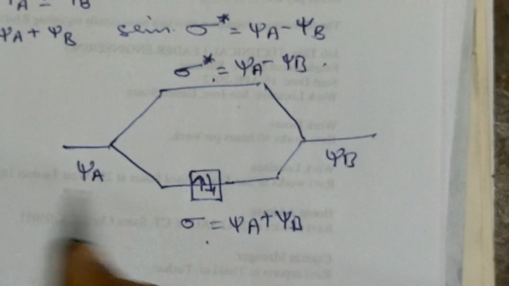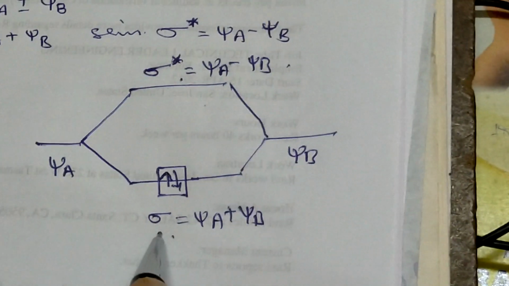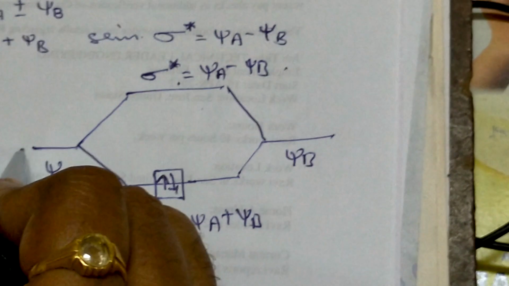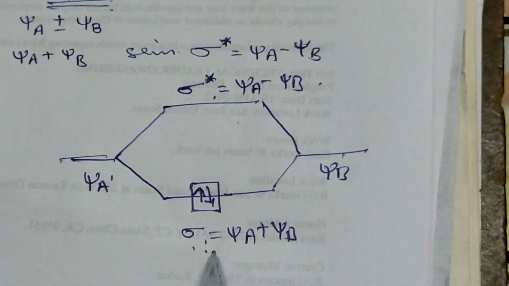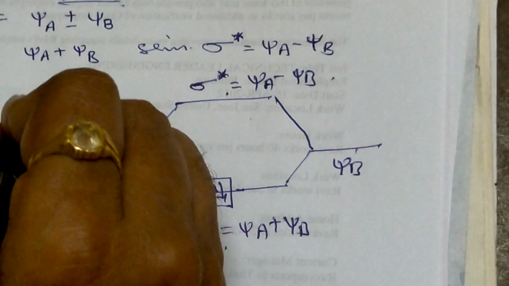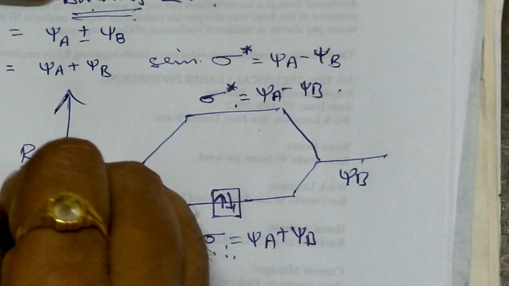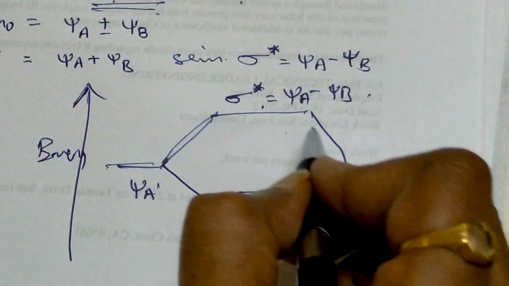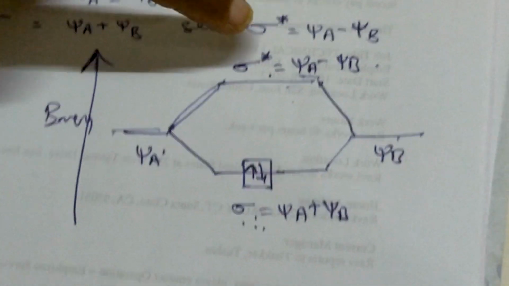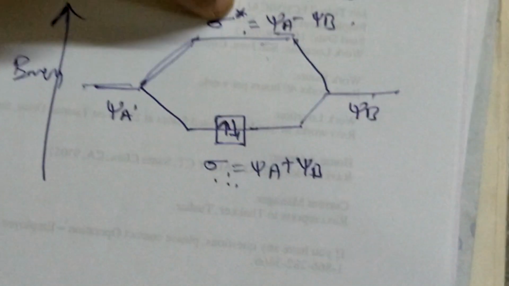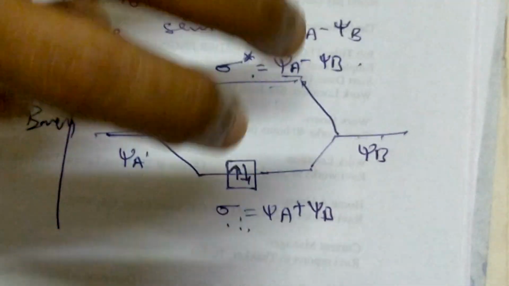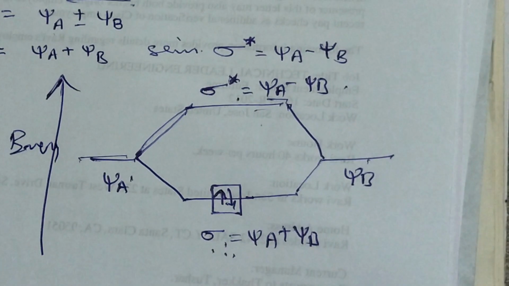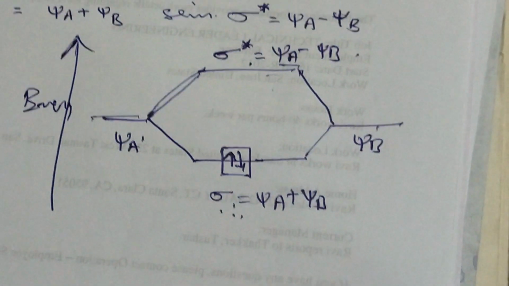This bonding energy is lower. This is what I have. The bonding sigma energy levels, compared to the atomic orbitals of psi A and psi B, are lower. So the energy is increasing like this, and the anti-bonding level is higher. Normally, the anti-bonding sigma star will not have any electrons. Electrons are filled in the bonding only. That is the molecular orbital theory.